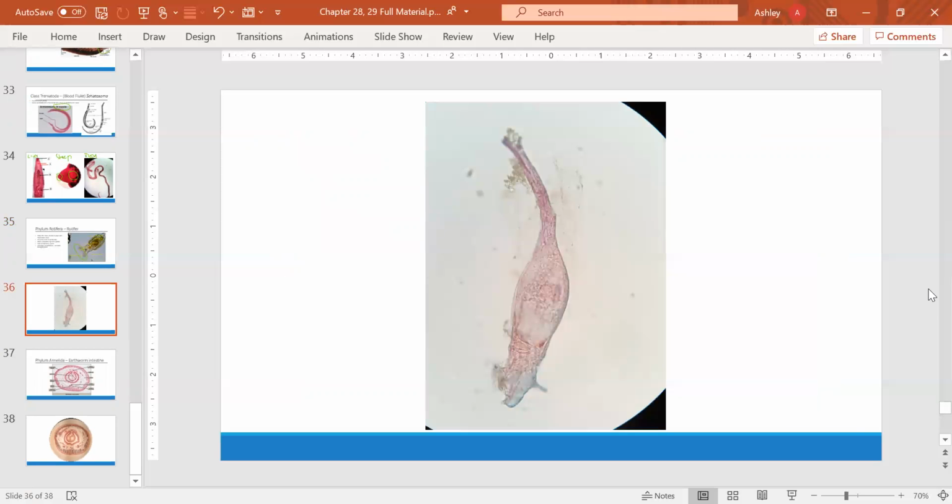And so here I can see the body of it, just like the other one. And then the cilia are somewhere up here, and then some is at the head.